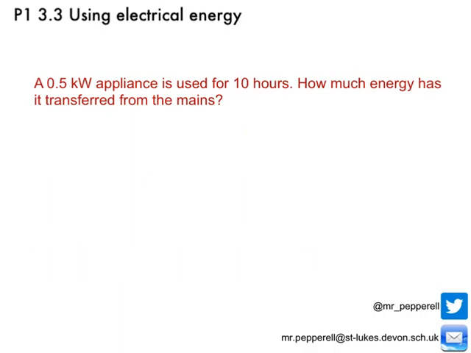So let's have a quick go at using the equation for working out energy in kilowatt hours. My question says a 0.5 kilowatt appliance is used for 10 hours. How much energy has been transferred from the mains? Well, this would be a 3-mark question in the exam, so my first mark is going to come from writing down the equation I'm going to use. Power multiplied by time tells me the energy that's been transferred.